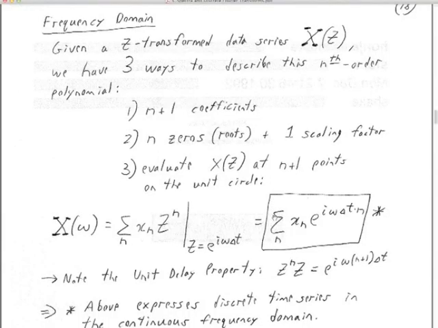Okay. So given now our z-transform data series, we've got three ways to describe this nth order polynomial. We've got n plus 1 coefficients of the z-polynomial. Being a polynomial, there are n roots, or as I'll call them, zeros, plus a scaling factor. Even if we have, let's say, a millionth order polynomial, that would be a time series with a million and one samples.